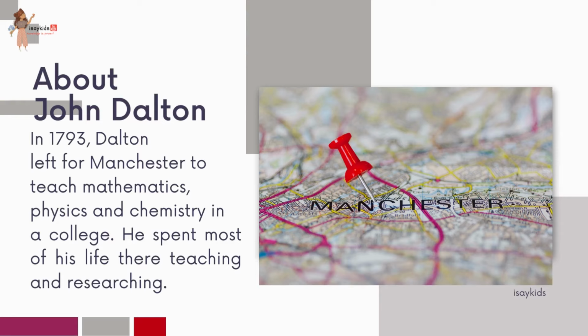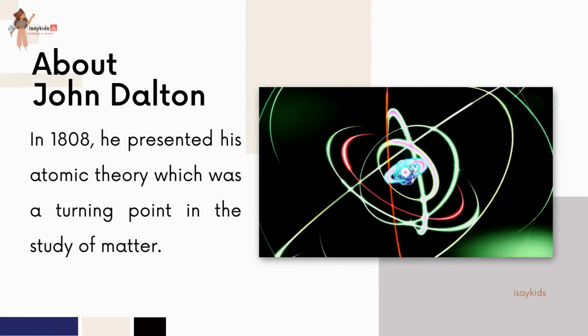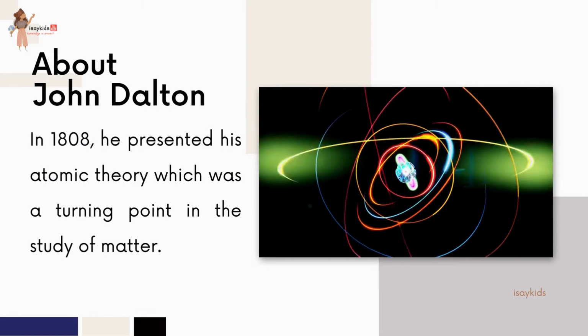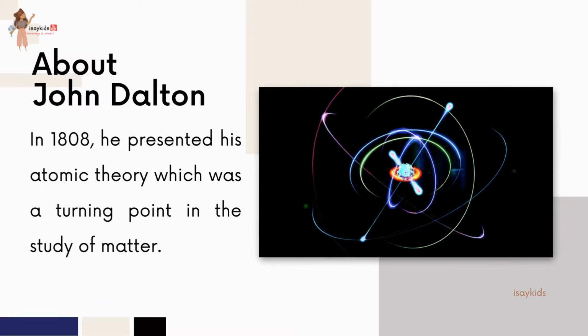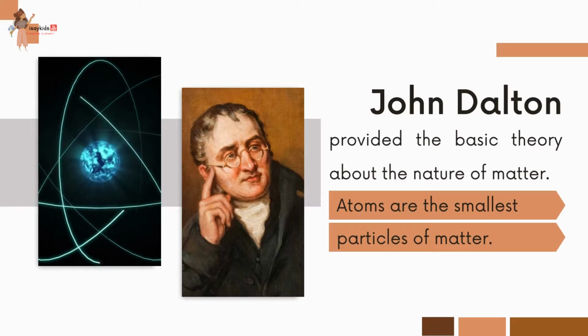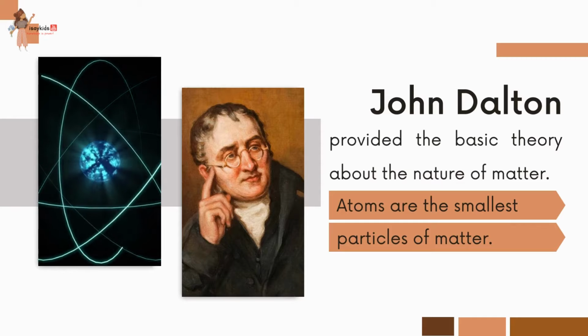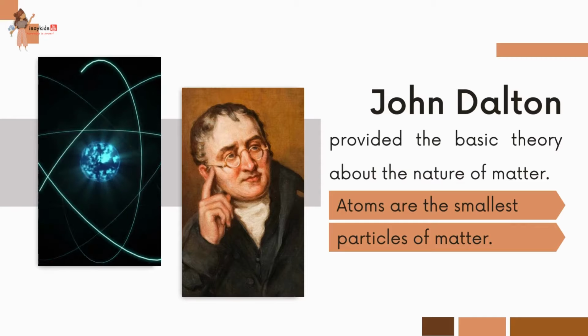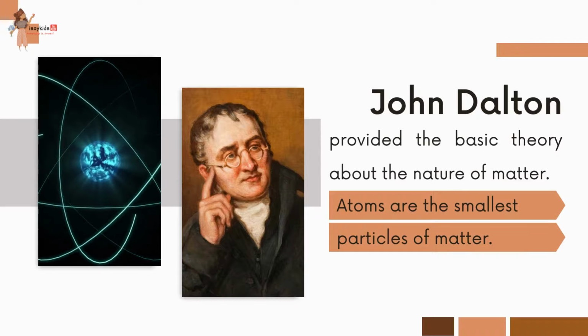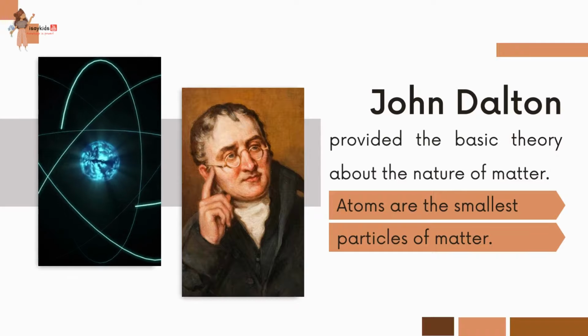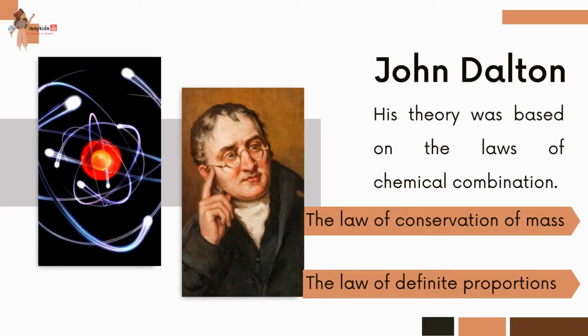In 1793, Dalton left for Manchester to teach mathematics, physics, and chemistry in a college. He spent most of his life there teaching and researching. In 1808, he presented his atomic theory, which was a turning point in the study of matter. Dalton picked up the idea of divisibility of matter, which was till then just a philosophy. He took the name atoms as given by the Greeks and said that the smallest particles of matter are atoms.